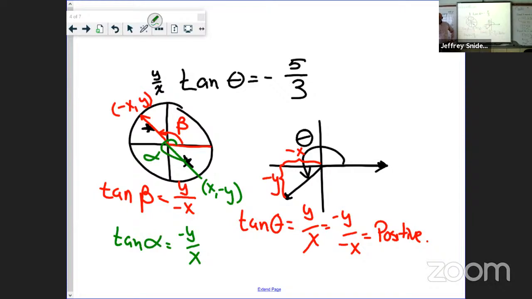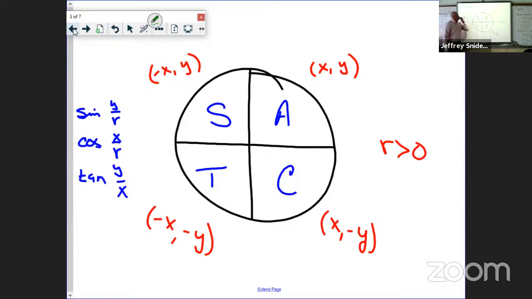Right. And that's just talking about what I did on the previous page. This is just saying if you take the sine of any angle in here, it's going to be positive. You take the cosine of any angle here, it's going to be positive. The tangent of any angle here is positive. Over here, sine is the only one that's positive because sine is defined as y over r.